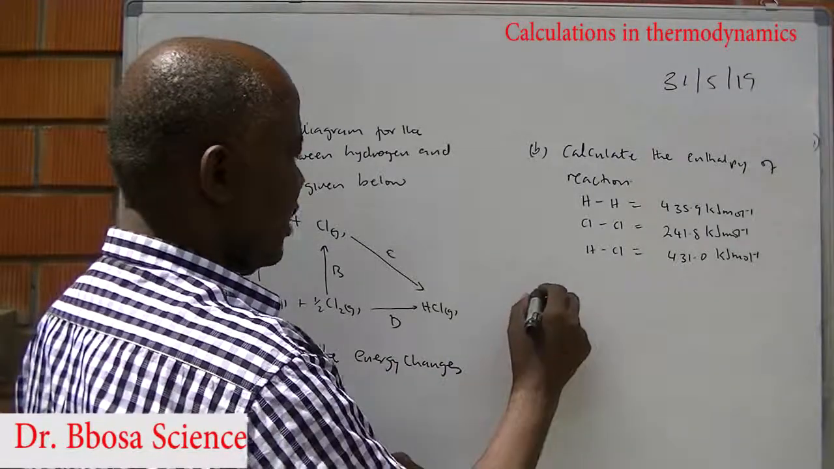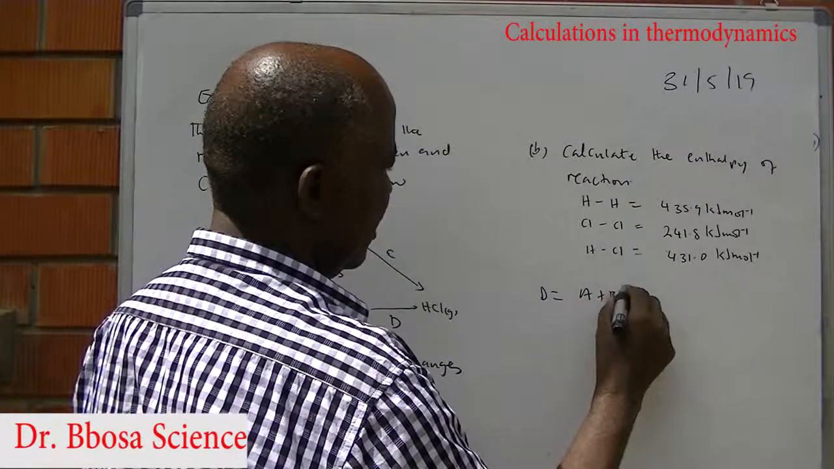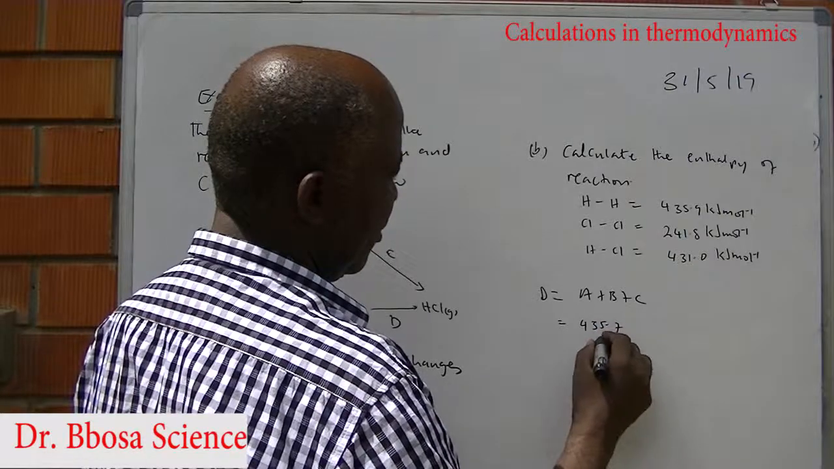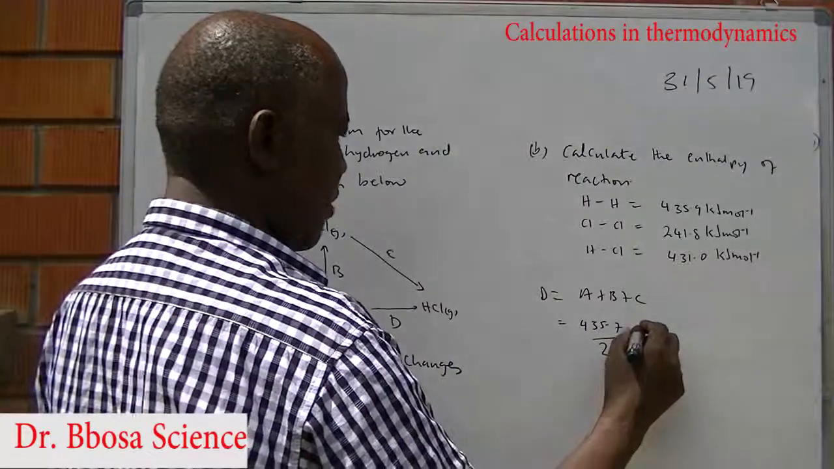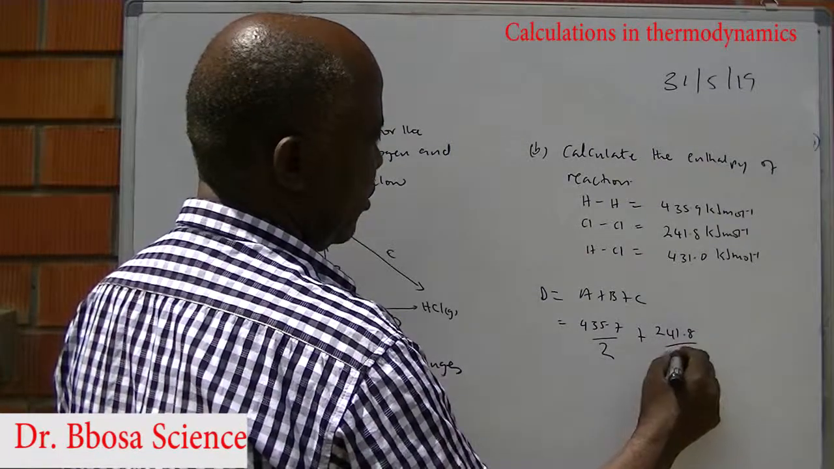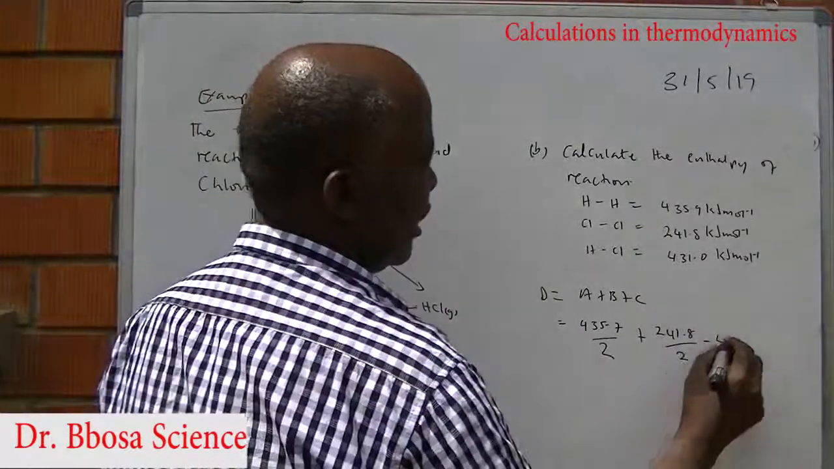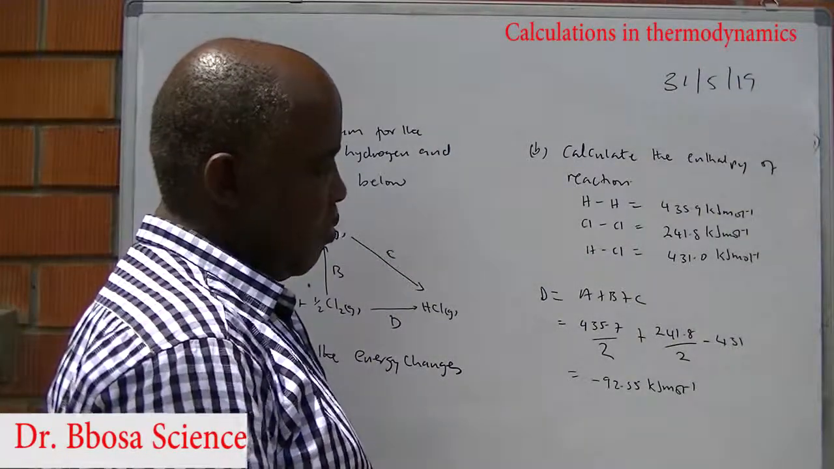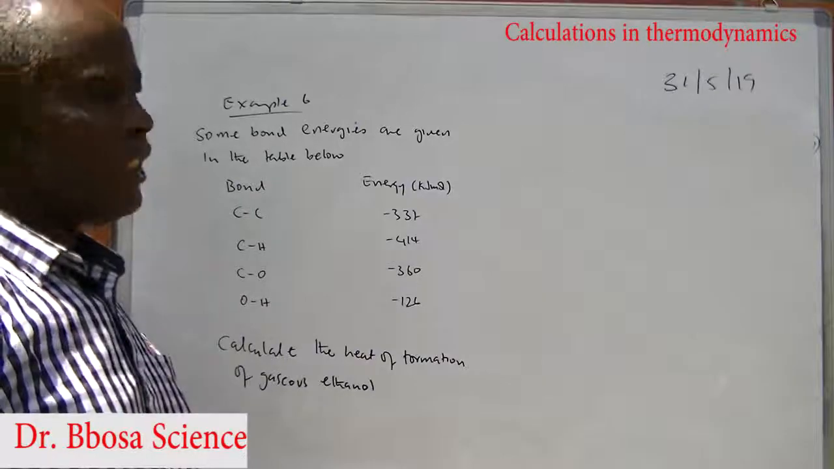kilojoules per mole. So D, the reaction energy, will be equal to A plus B plus C, which will be equal to 435.7 over 2, because we are getting half a mole, plus 241.8 over 2. This one becomes negative because the bond is being formed, not broken. Negative 431, which will be equal to negative 92.55 kJ per mole.